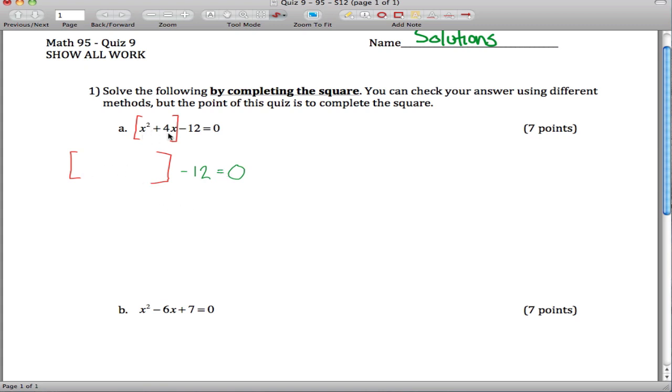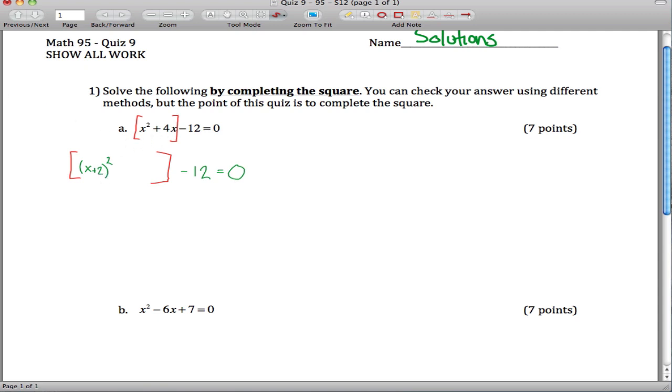But what I want to do is write what I have in the brackets here in another form in the brackets down here. So the way I'm going to do that is I'm going to take the coefficient in front of my x term, this 4 right here, and cut it in half to get 2. And I'm going to write x plus 2 squared.